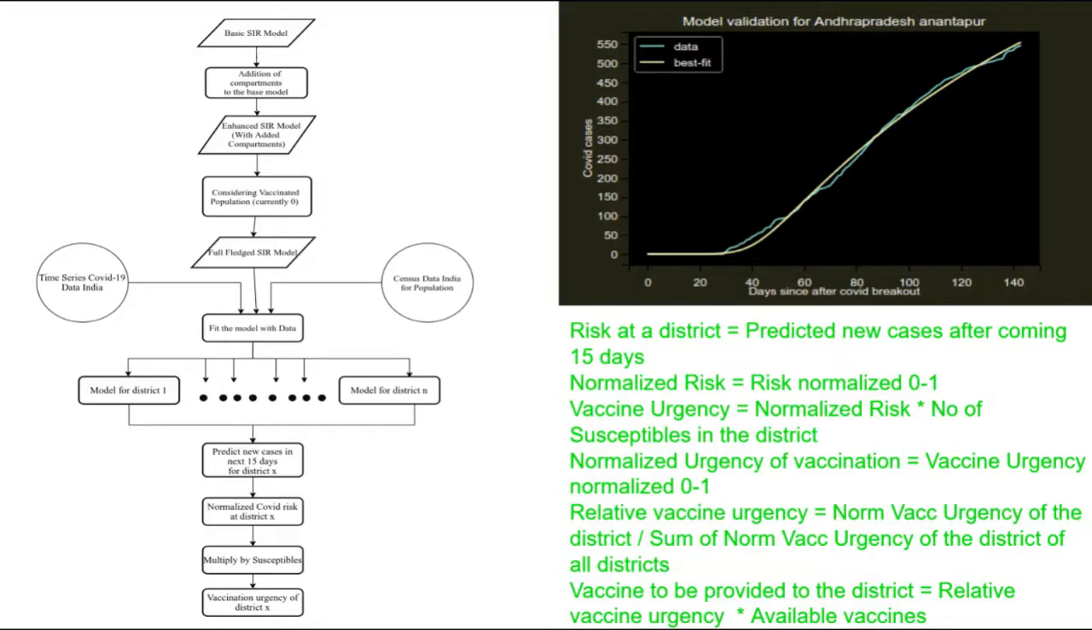Now this small picture gives the validation of our model, which fits the COVID data for a particular district, that is Anantapur in Andhra Pradesh, and the fit is quite good. You see the yellow mark is the fitted part, and the real data is the blue one. So as the fitting is quite good, we can say our estimation is quite good.